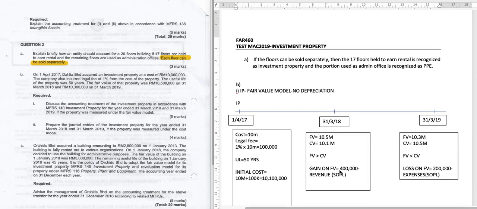The answer for investment property test, March 2019.